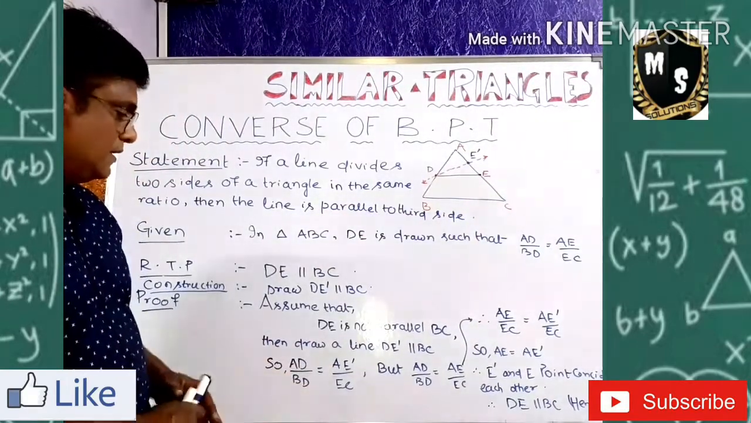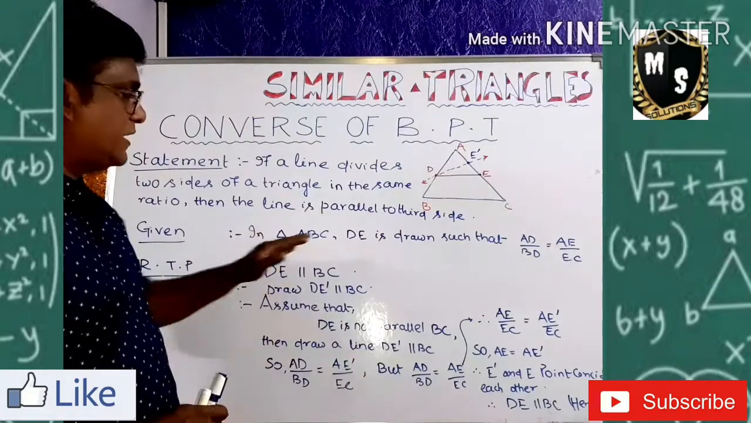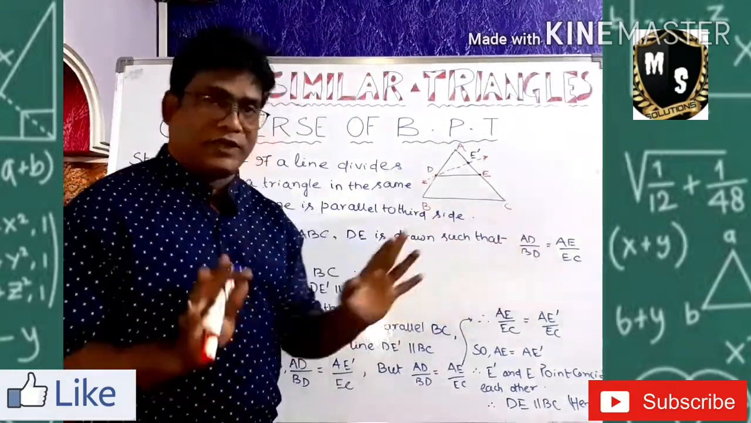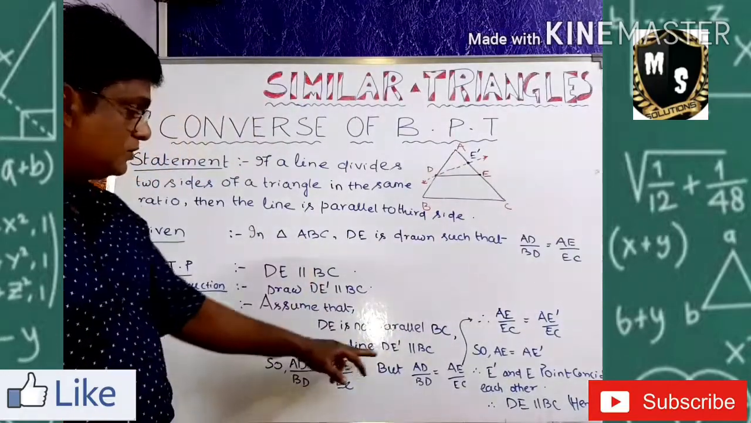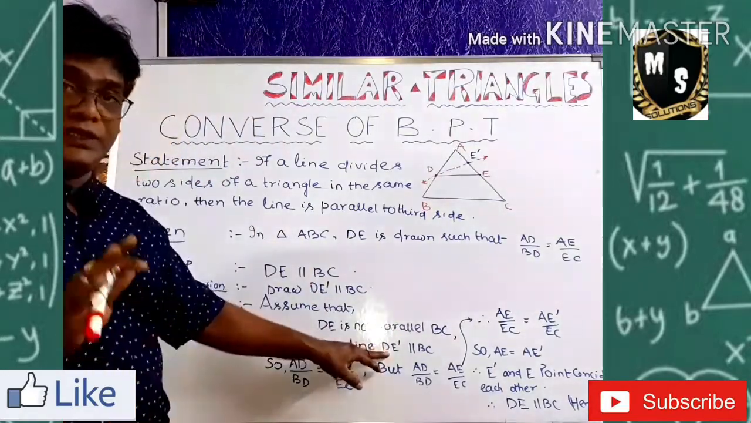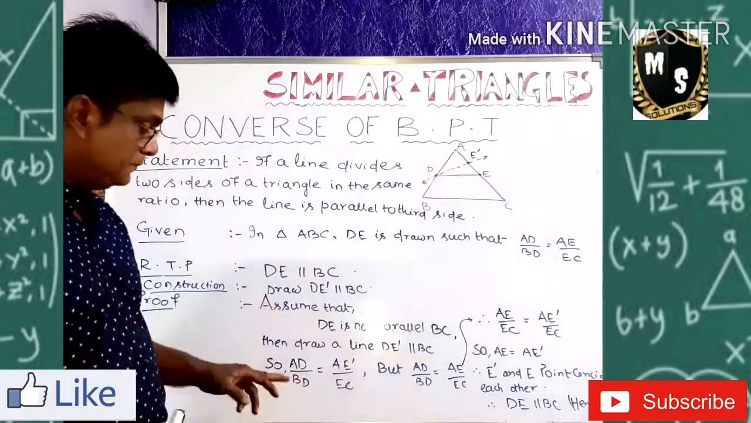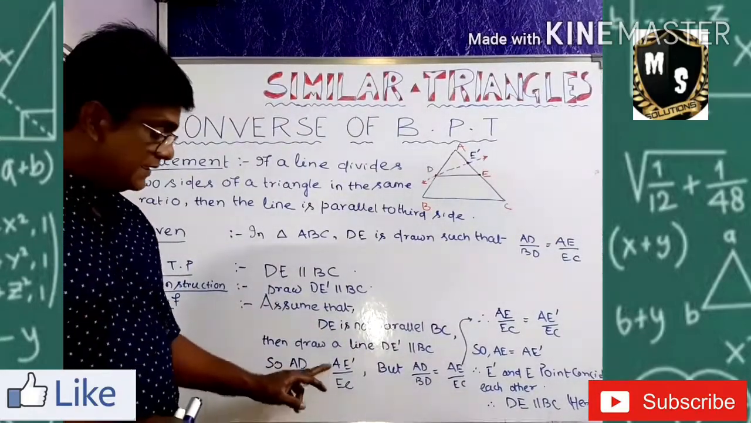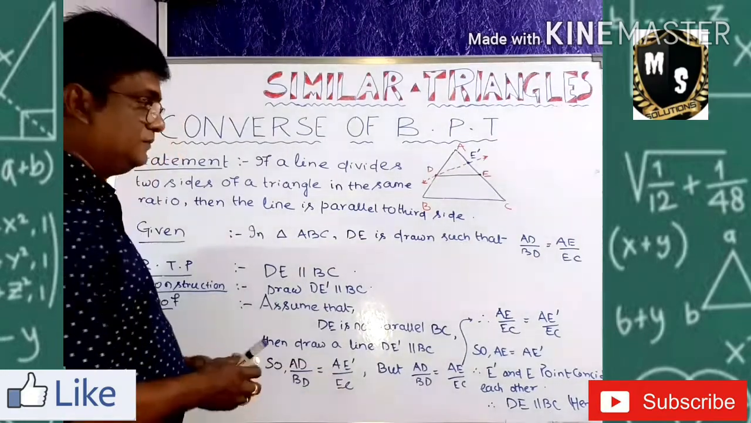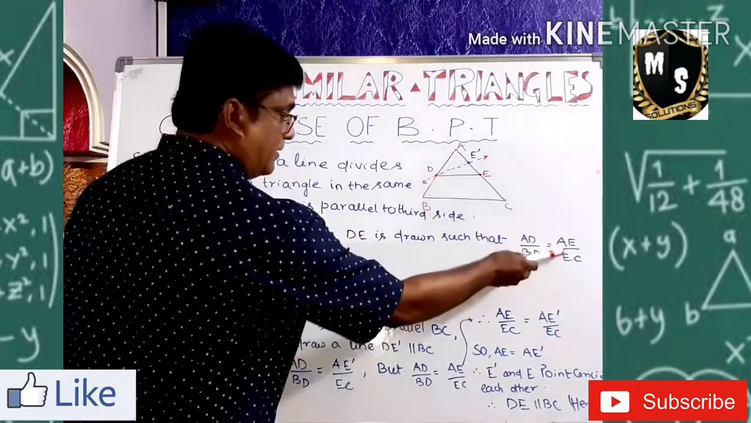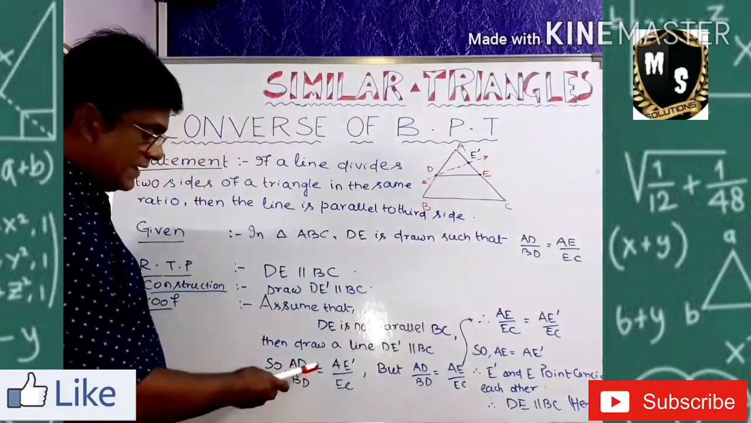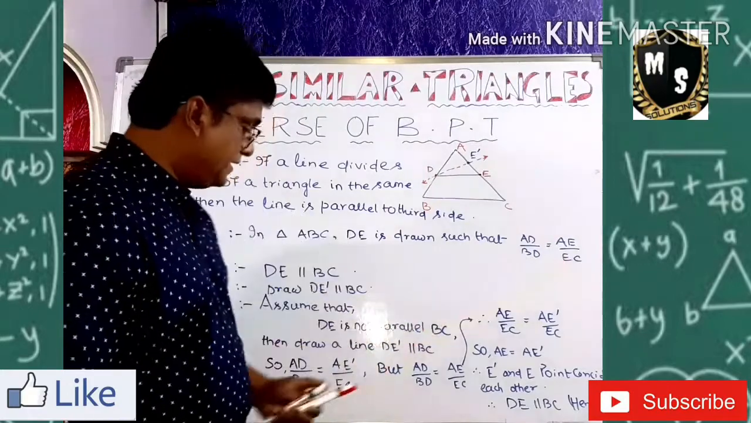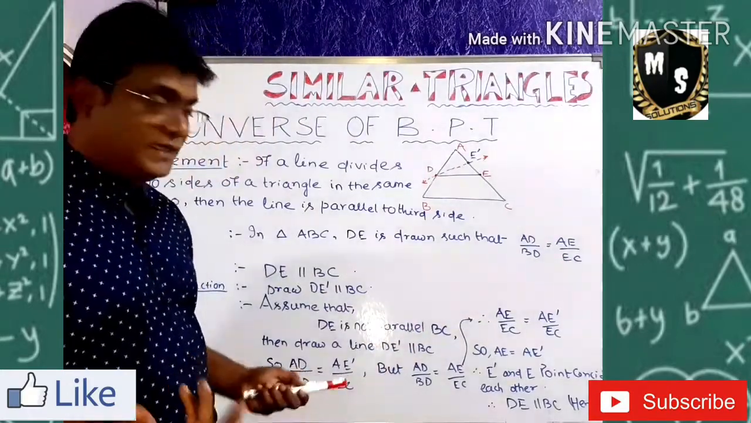Understood now? But what is your given? AD by BD equals AE by EC. Now what came after the line drawn through construction? DE dash parallel to BC. Again the same AD by BD is coming as AE dash by E dash C. See now, here AD by BD, AE by EC. Here AD by BD, AE dash by E dash C. So definitely these two are same. AE by EC is equal to AE dash by E dash C.